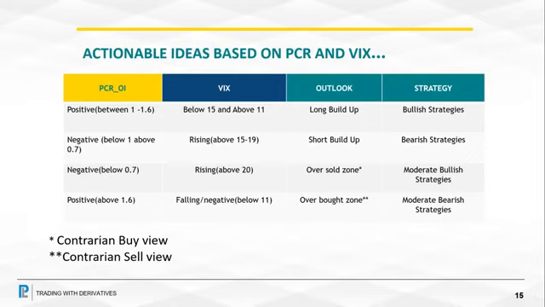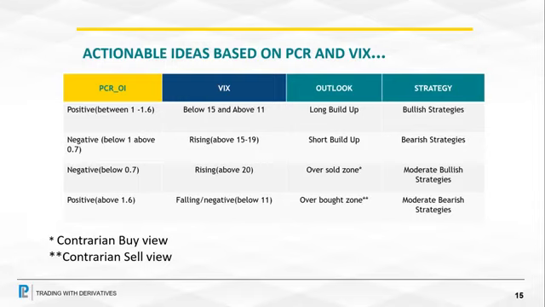And let's say PCR OI is positive, which is above 1.6, and VIX is also falling, which is below 11. That means the market is in the overbought zone. That means people have been overly bullish, and everybody has been too long. So in this case, the market seems to correct a bit. In this case, we should go for moderately bearish strategies, maybe bear spreads, ratio spreads, again selling short-term index or your stocks. This is again the contrarian view.